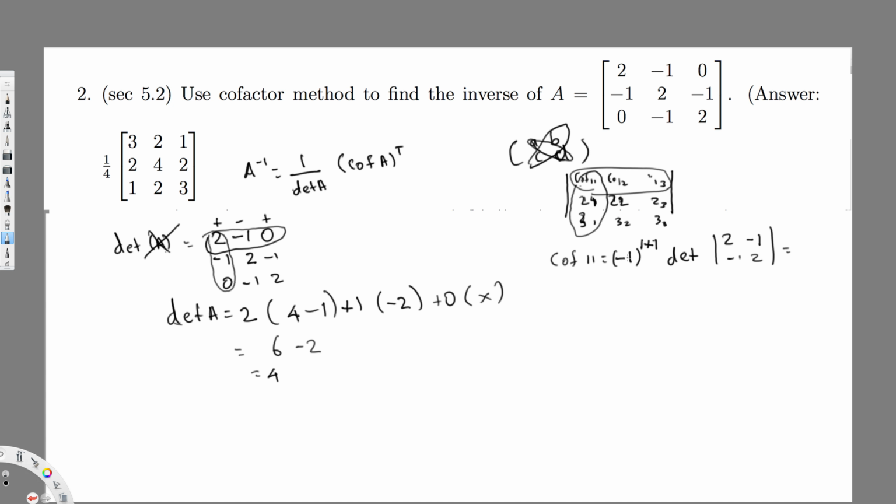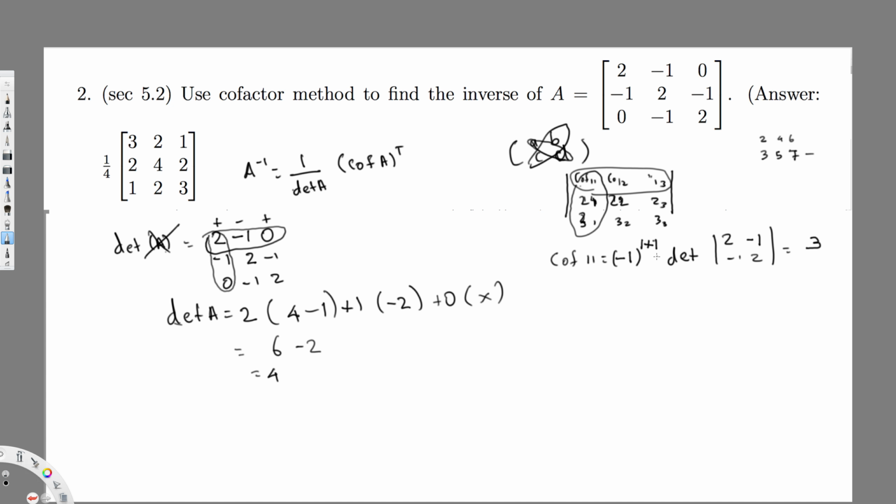Since it's negative 1 to the power of 2, if you raise a negative number to an even power, 2, 4, 6 or whatever, you will get a positive number, so it's going to be positive 3. But if you get 3, 5, 7 or any odd power, you will get a negative number.